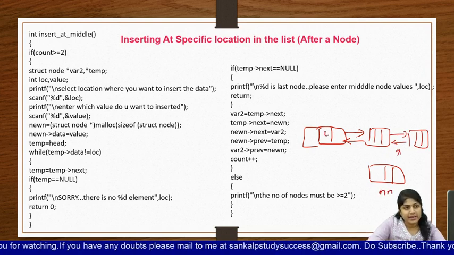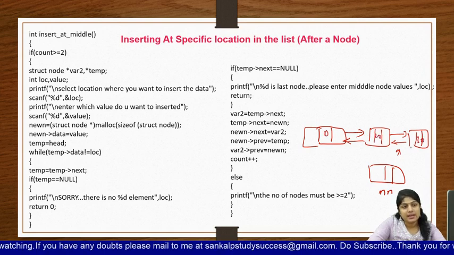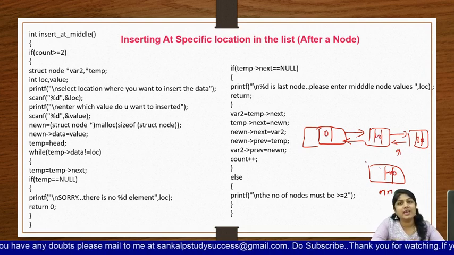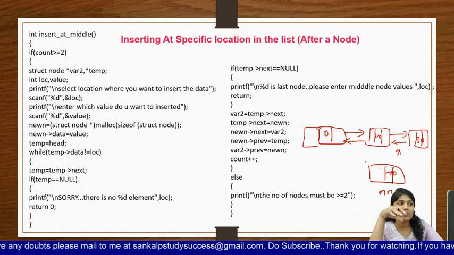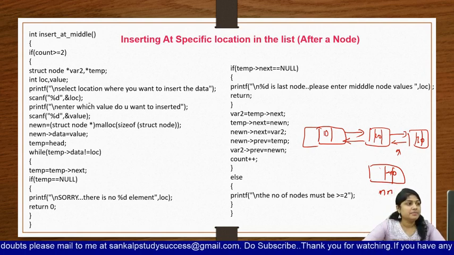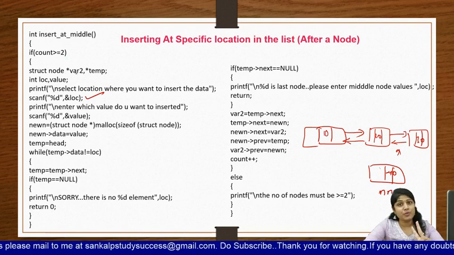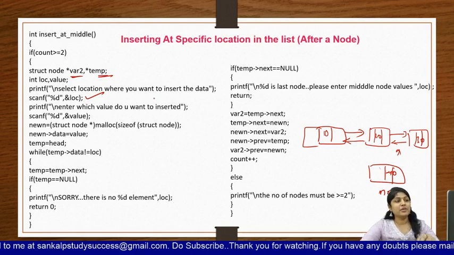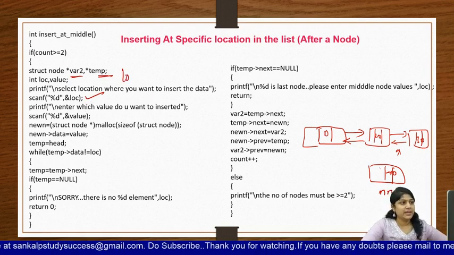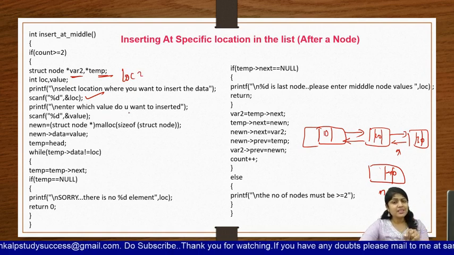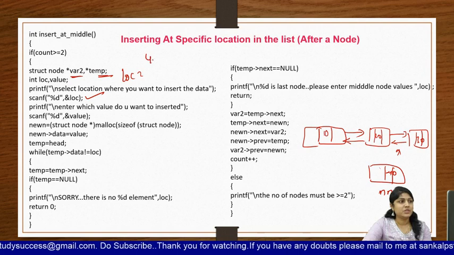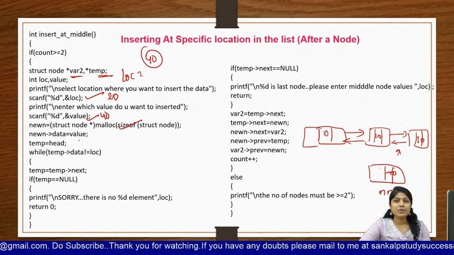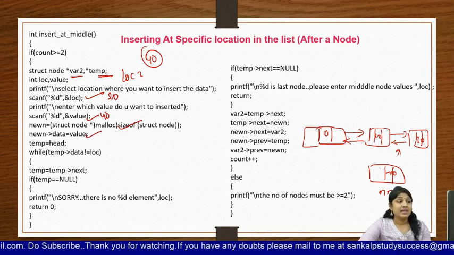So I have 10, 20, 30 again. I want to insert 40 at the position 20, after 20, in between 20 and 30. I want to insert 40, right? So my location is what? 20, right? So here I gave the location. Initially we require two pointers, a var pointer and a temporary pointer, and select the location where you want to insert the data, that is location equal to 20, fine, and enter the value you want to insert, that is 40. So this is 40 and this is 20, fine, and we create the new node and assign the new data.